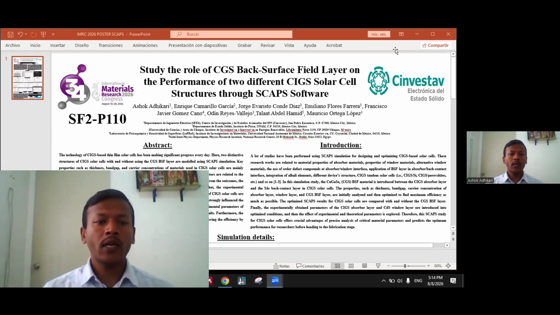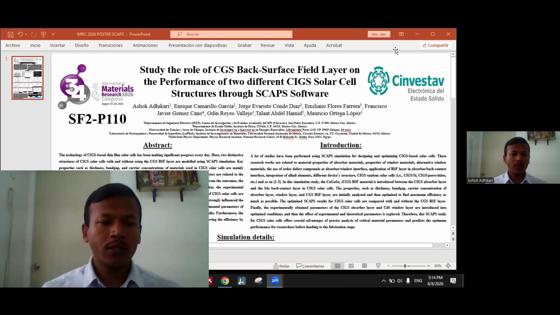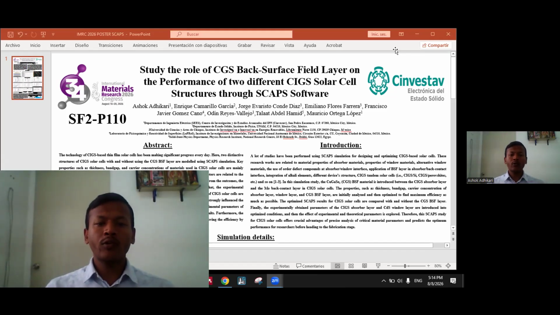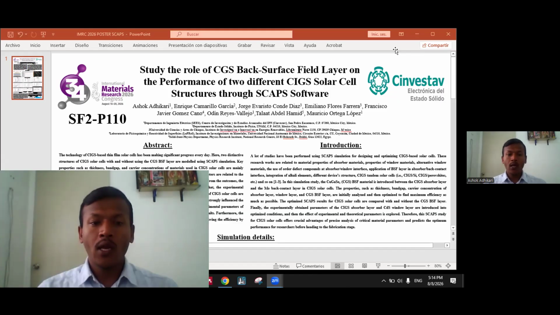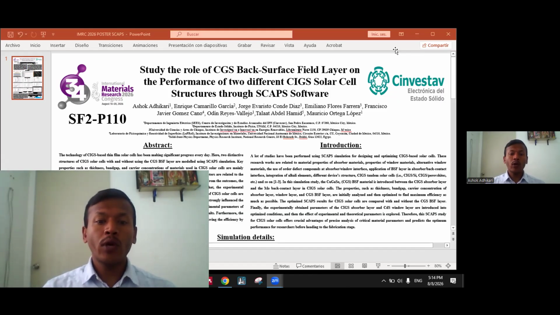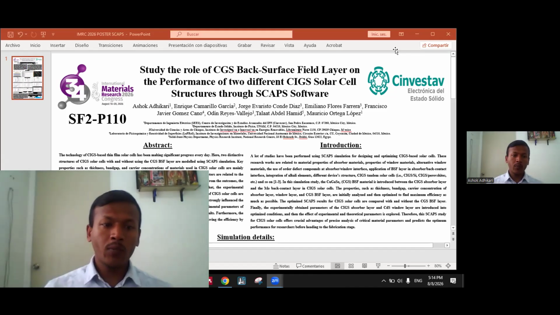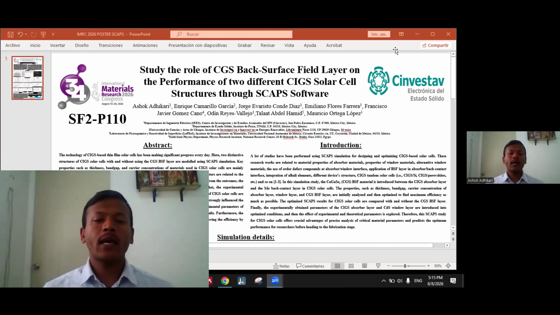Starting from the start, the technology of CIGS-based thin solar cells has been making significant progress every day. There are two distinctive structures of CIGS solar cells, with and without the CGS-BSF back surface field layer, modeled using SCAPS simulation. Key properties such as thickness, band gap, and carrier concentration of materials used in CIGS solar cells are mainly simulated and analyzed under the best conditions to get high device performance.